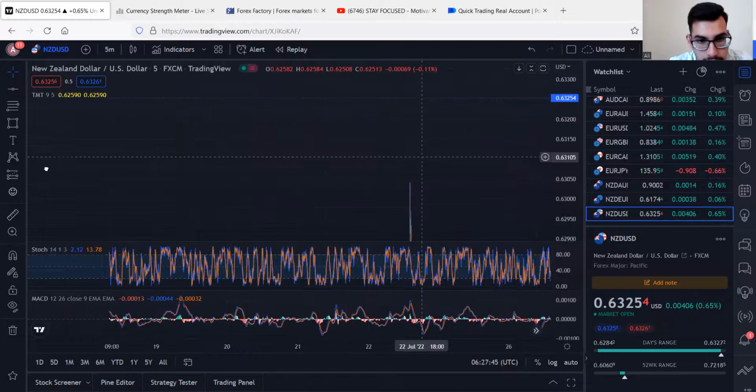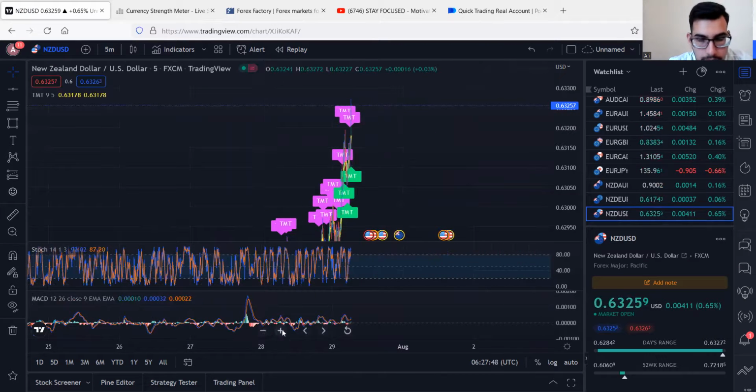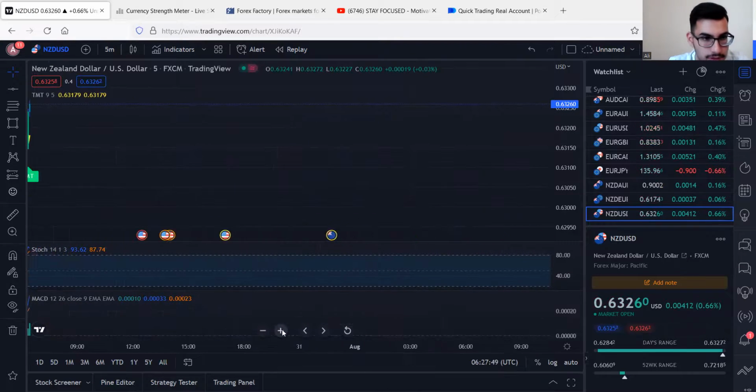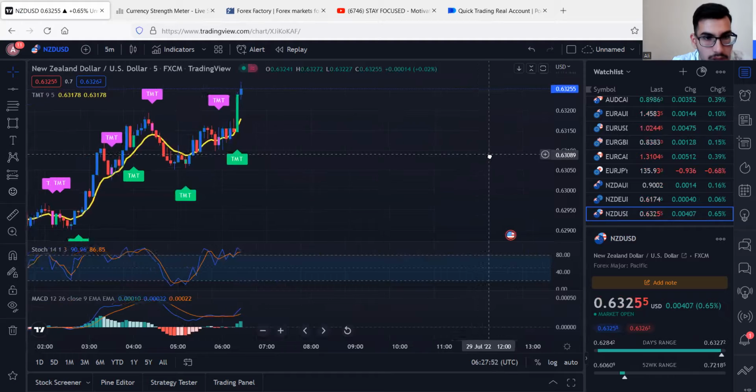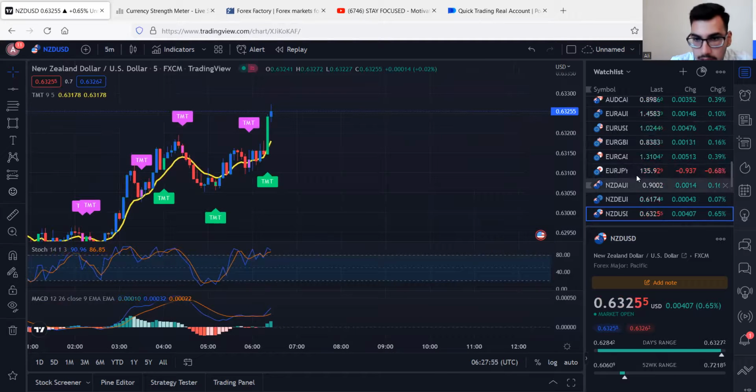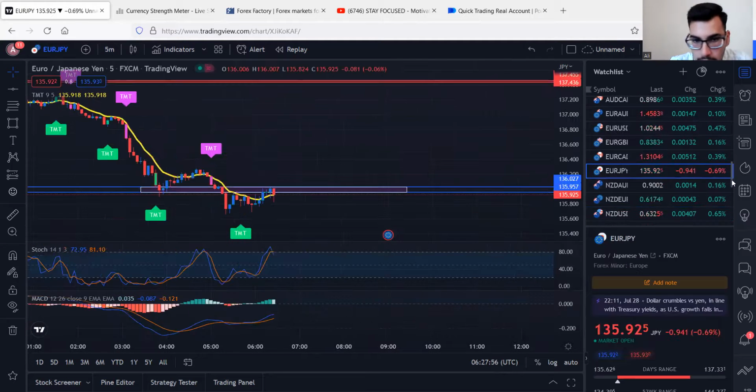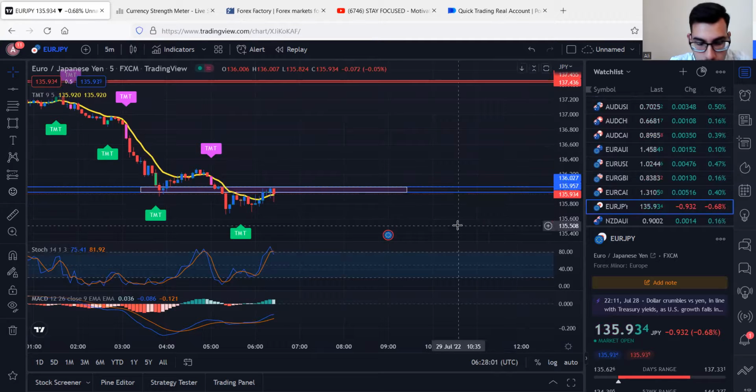There doesn't seem to be an area for NZD/USD as well for us to catch support resistance. That's fine. Let's just stick with our areas that we have for now and see what the market can do.